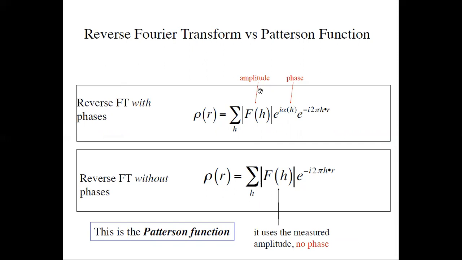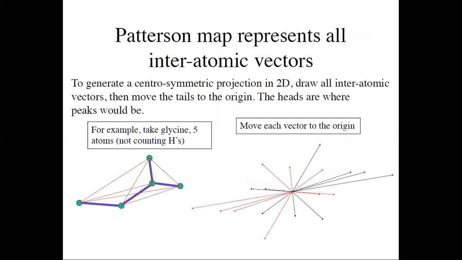So similarly, for reverse Fourier transform without phases. This is the same equation in which the alpha position should be changed. There is no phase. There is no phase. So this is the Patterson function, in which there are no phases. Similarly, the Patterson map represents all interatomic vectors.